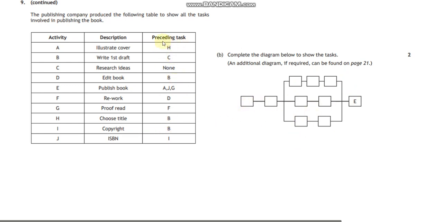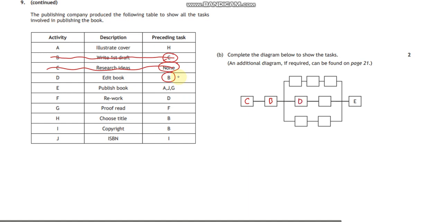So for us, what we need to do is look at what task came before the activity, and we start off by saying, well, if the preceding task is none, nothing came before, I have to start on C. So I've now done that. And then you look for C. Okay, preceding task was C. That's going to be B. And then you look for B. So that's the preceding task B. So that's going to have to be a D.